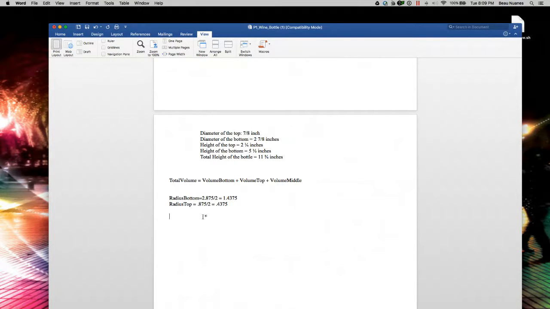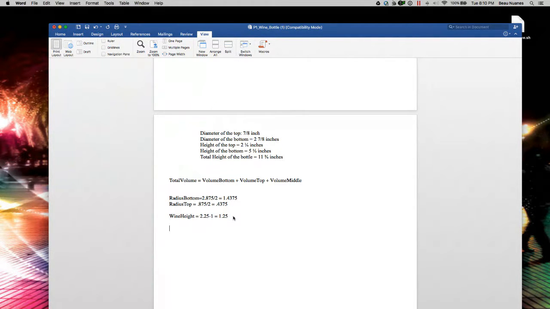So for that top part, we actually need to say wine height, and that's going to be equal to the height at the top, which is 2.25 minus 1. So that's 1.25. So you don't use 2.25 in your calculations for the volume of the top. You're going to use 1.25. Okay, so that's why we have that there.